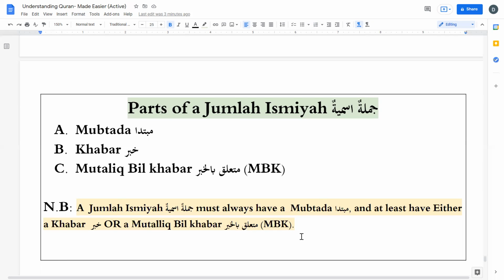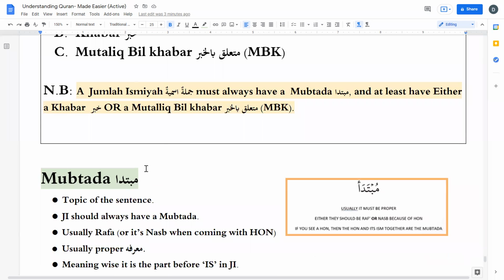And most of the time in Jumlah Ismiyah, you will find all three components: mubtada, khabar, and muta'alliq bil khabar. But sometimes the khabar is not there and muta'alliq bil khabar takes the place of the khabar, or compensates for the khabar. This part of Jumlah Ismiyah compensates for the khabar which is absent. Okay.